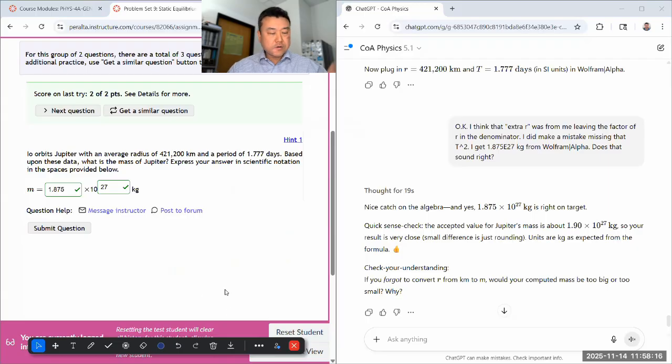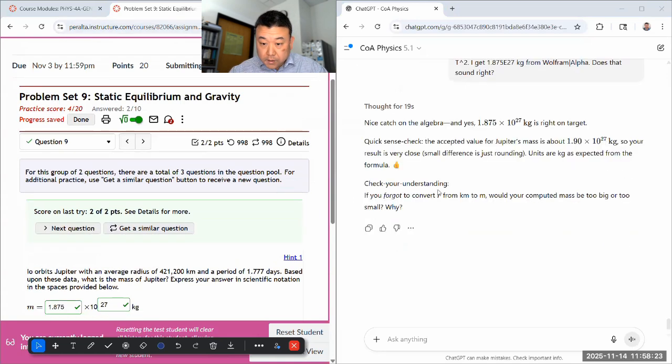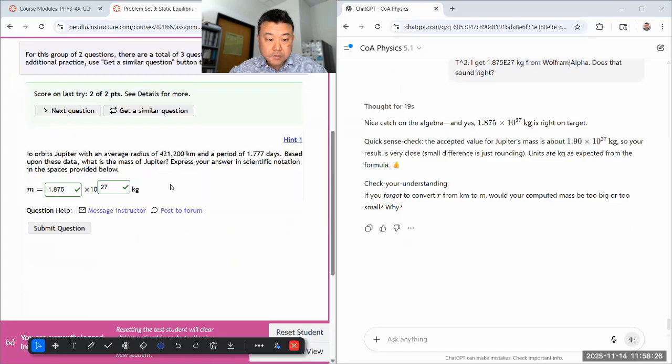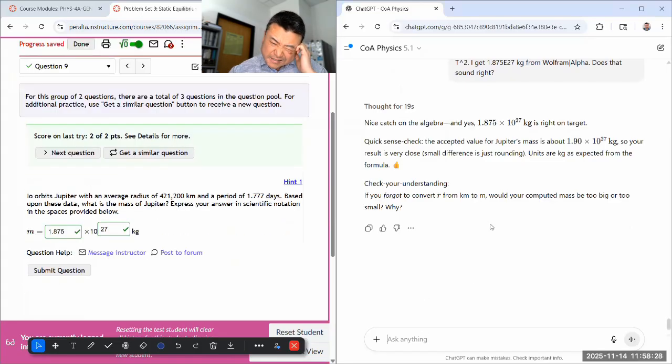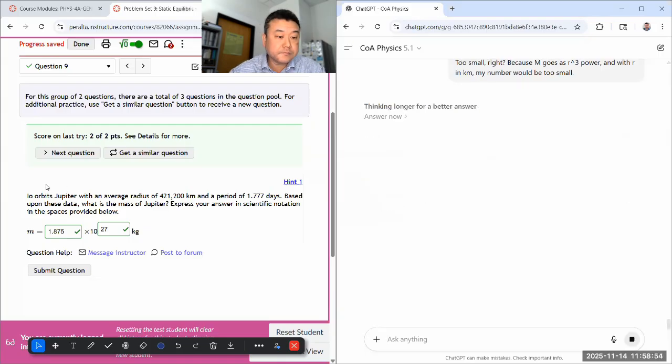I'll just use the remaining time to wrap up problem set 10 so that I don't have to come back to it. Forgot to convert R from kilometer to meter. Computed mass would be too small, right? Because m goes as R to the 3rd power, and with the R in kilometer, my number would be too small.